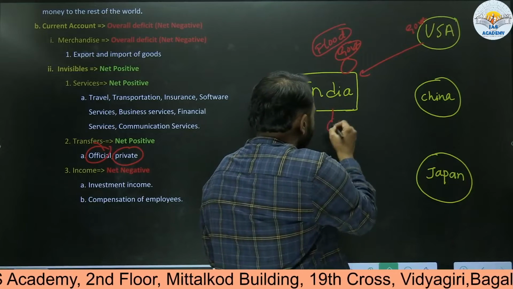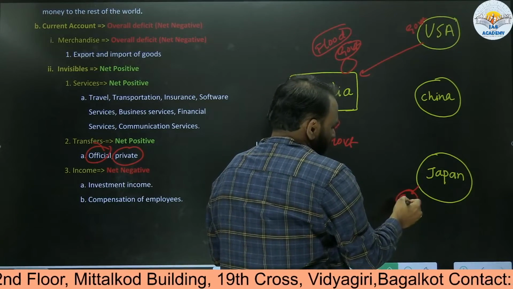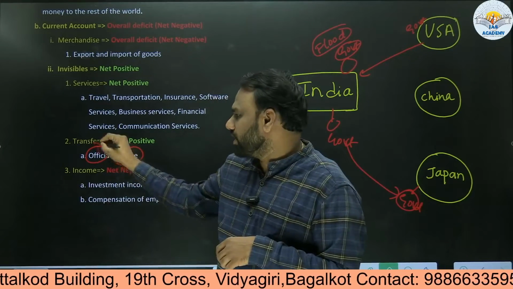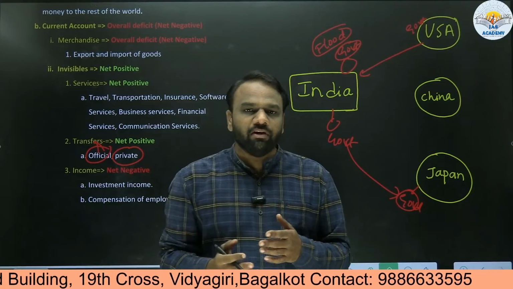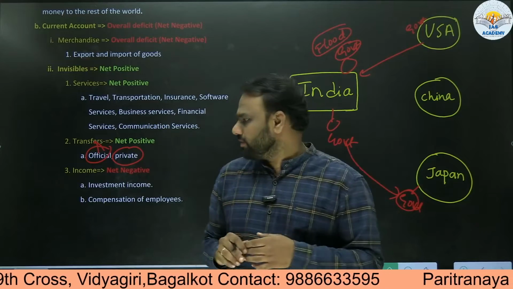Similarly, if the Indian government gives some money to the Japanese government for some purpose, this also comes under official transfer. So official transfer can be from another country to India, and at the same time, it can be from India to other countries.